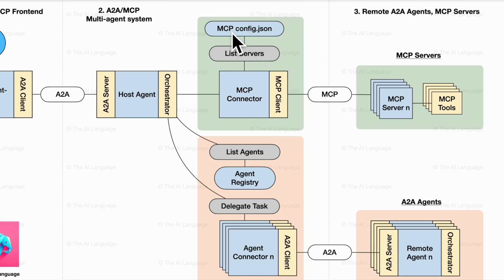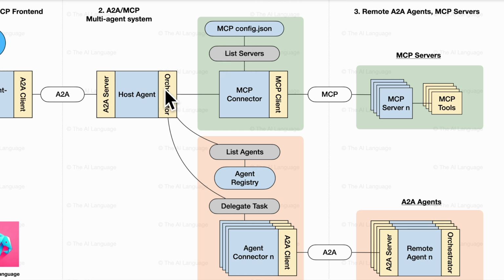So again, it can get all the server details like the command that you need to run the server, the path for the server script file, and in case you are implementing servers over the web, it can also get the server URL. We'll be looking at local servers for now in this particular system. So that is one role of the orchestrator, to get the information about available agents and available MCP servers.